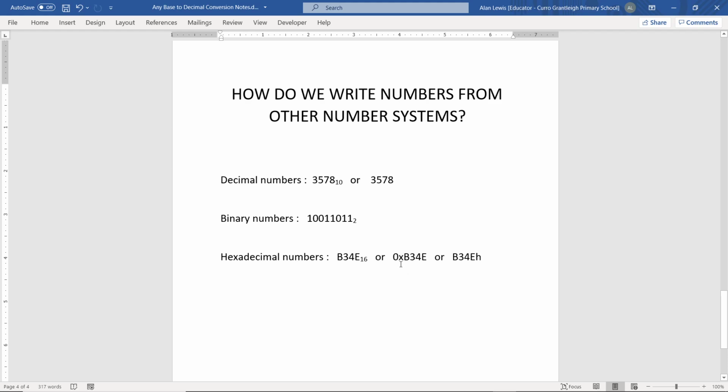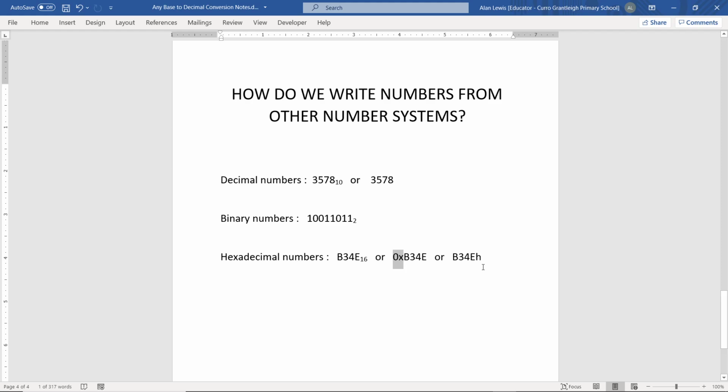Now the 0x is not part of the number. That is very important. I've seen people get confused with this. They think that that is 0 times B34E, or they think that the 0 is part of the number, but it's not. The 0x is just to indicate that what comes after that is a hexadecimal number. So that is super important: 0x, not part of the number. It's just telling you that the number is a hexadecimal number.